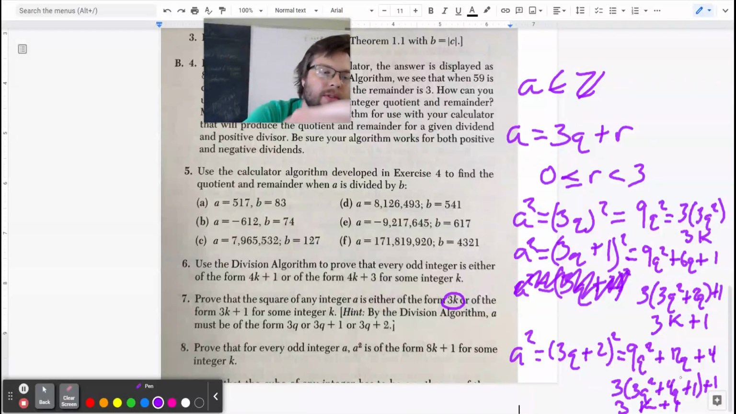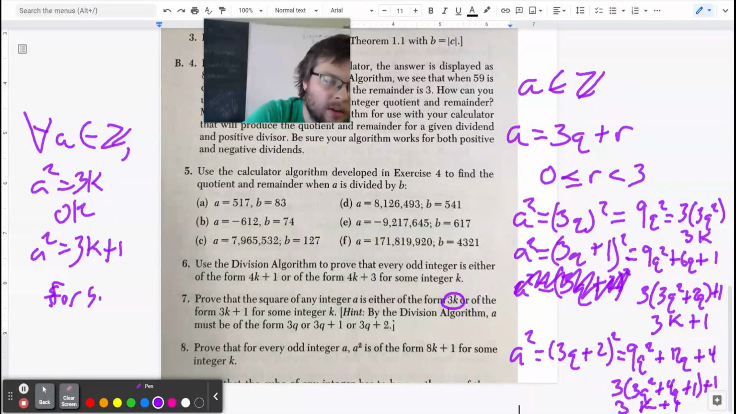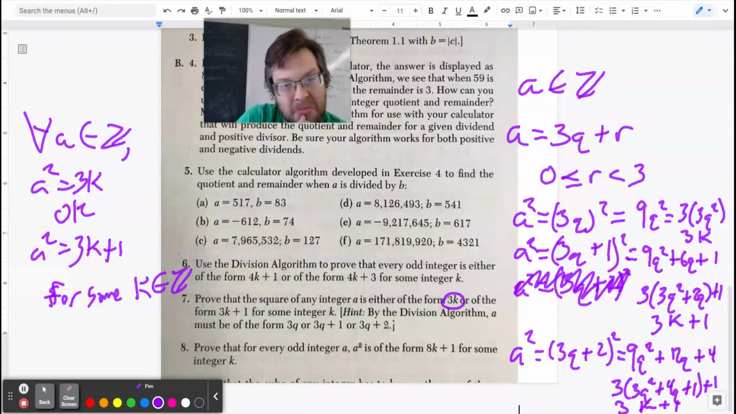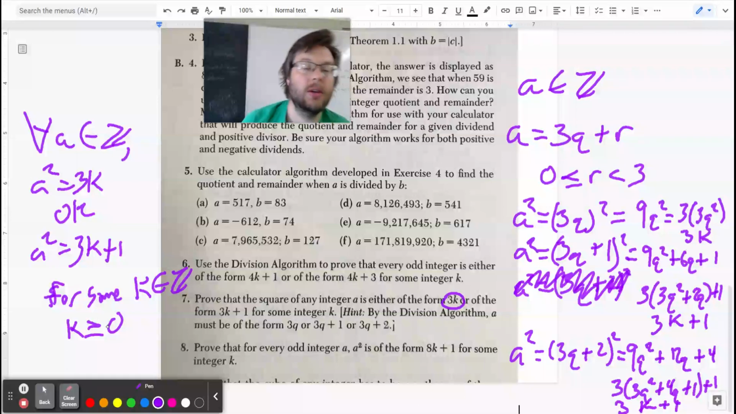And so what we just proved is that for all integers a, a squared equals 3k, or a squared equals 3k plus 1 for some k in the integers, which I guess is interesting. And you can even go one step further: k has to be greater than or equal to 0 because you squared the a value. So there you go.